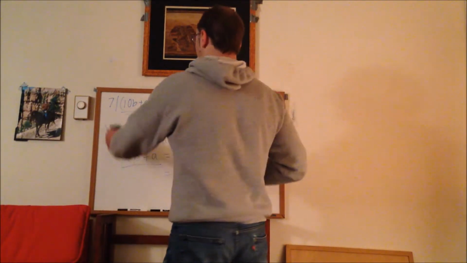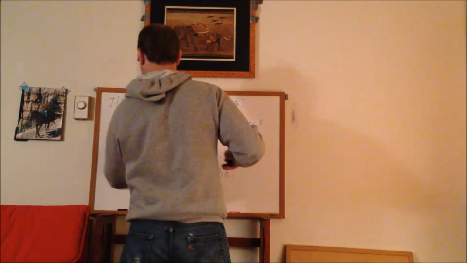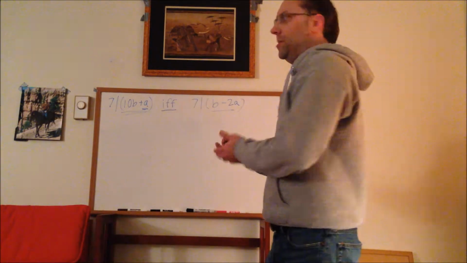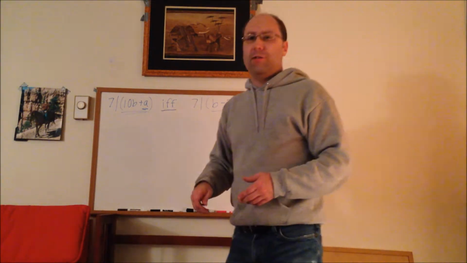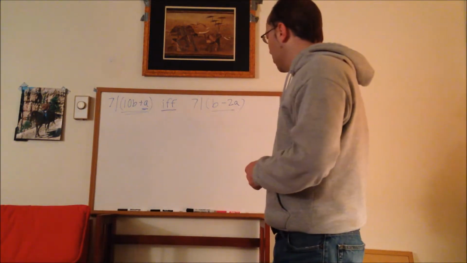So now we're going to go the other way, and that one's a little bit trickier. And by the way, that last part is an integer, 10k plus 3a.